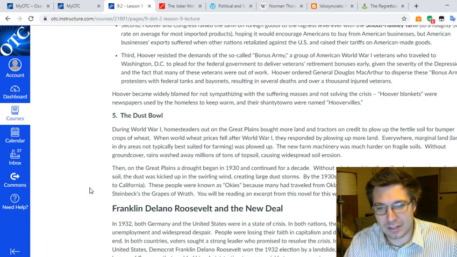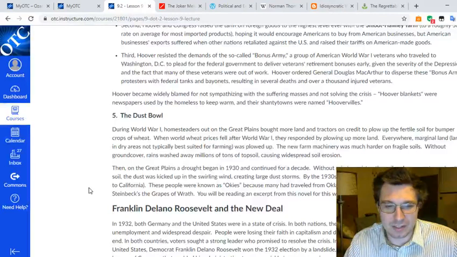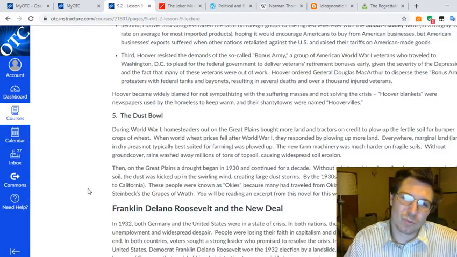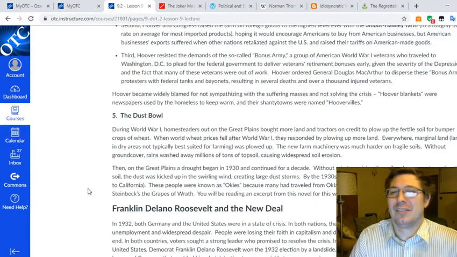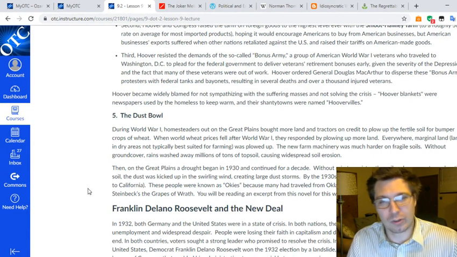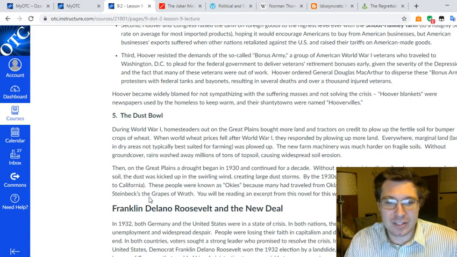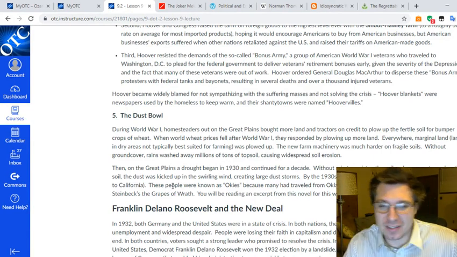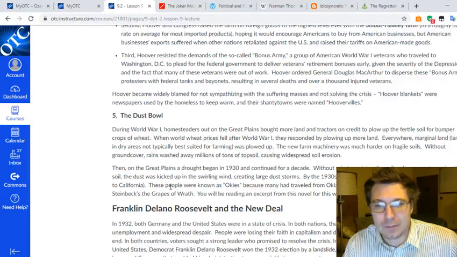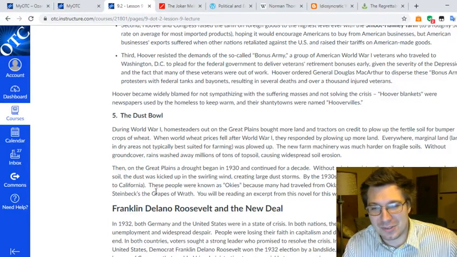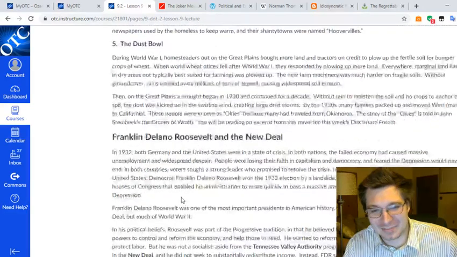By the 1930s, many families packed up and moved west, many to California, where there was better weather and at least rumor of more work to be had. These people were known as Okies because many had traveled from Oklahoma. The story of the Okies is told in John Steinbeck's The Grapes of Wrath. You will be reading an excerpt from this novel for this week's discussion forum, so you'll see more about that later on.